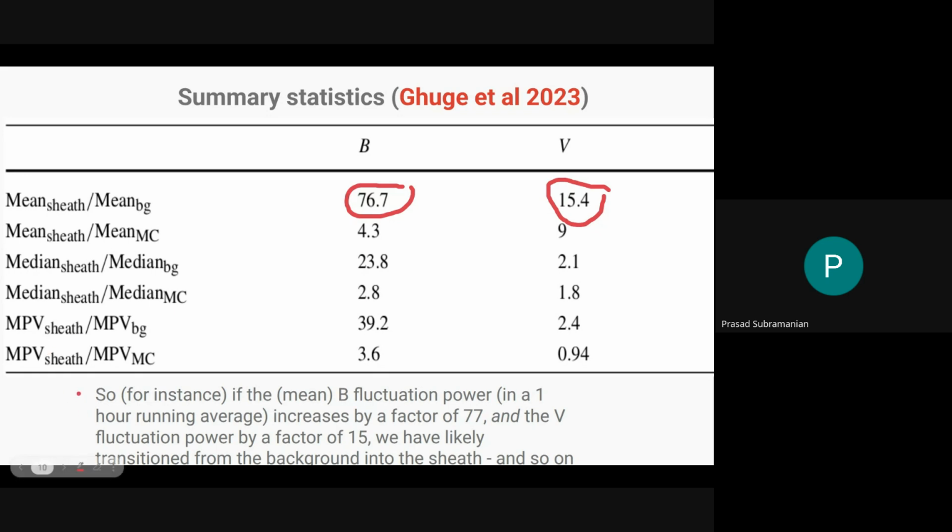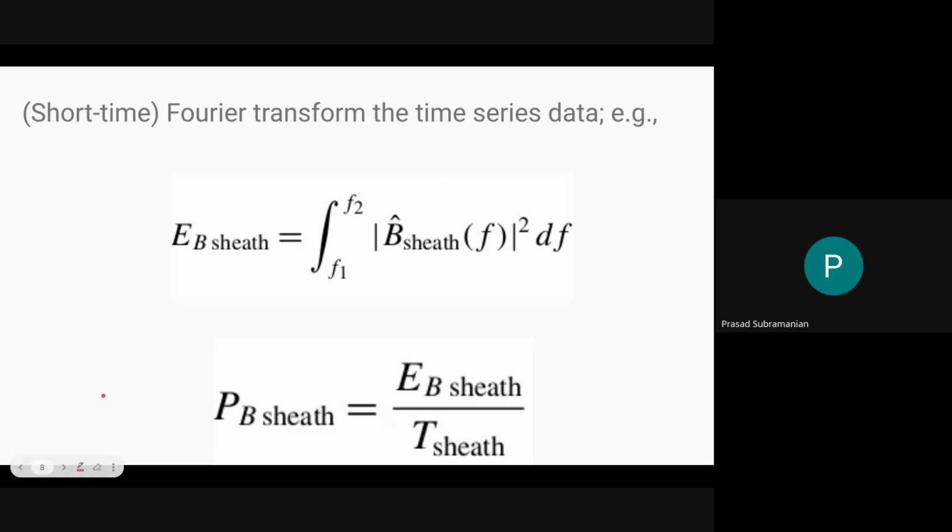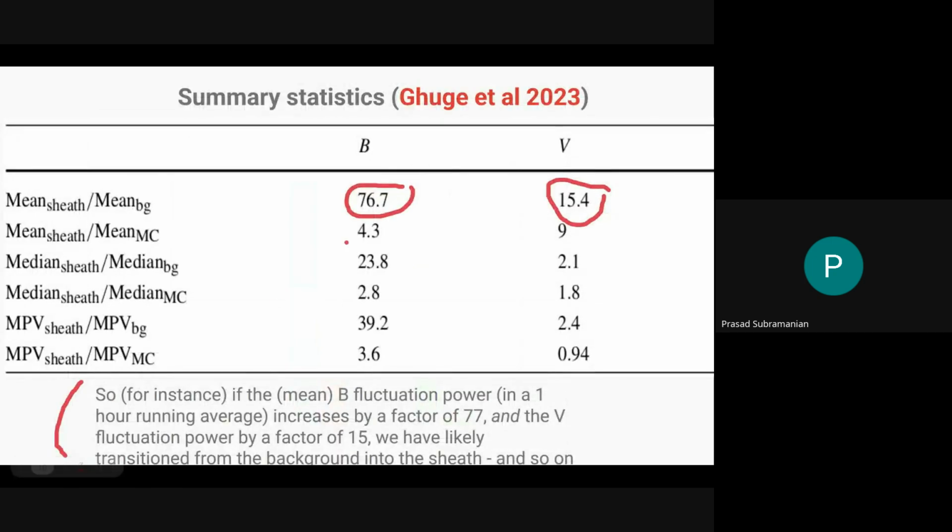So for instance, I'll just read out this paragraph. If the mean fluctuation power in magnetic field in a 1 hour running average, okay, so all of these are computed for the entire sheet, but since I'm dividing by the duration of the sheet, if you were computing a Fourier transform for a 1 hour stretch of data, these numbers will be representative. So you take a 1 hour stretch of data, compute the Fourier transform, and quick, tell me, has the fluctuation power in magnetic field increased by a factor of something like 70?